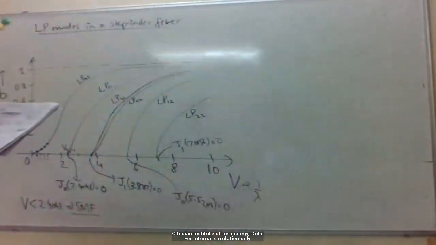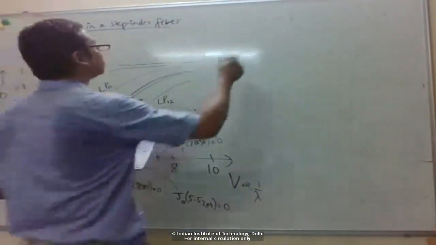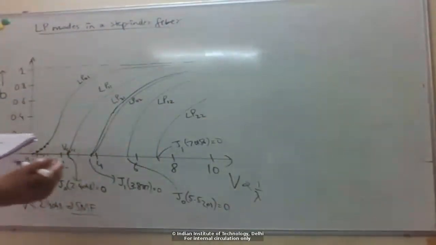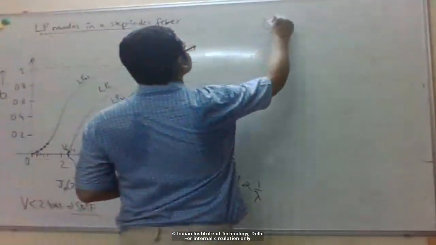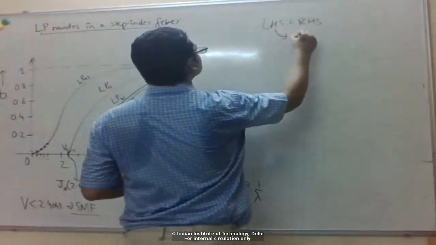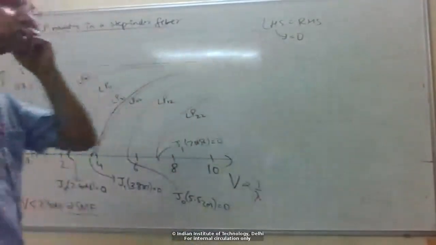So again, these mode cutoffs, just to formally list them. They happen whenever, in the transcendental equation, we have some LHS equal to RHS, and this LHS crosses 0. Then we get another mode.